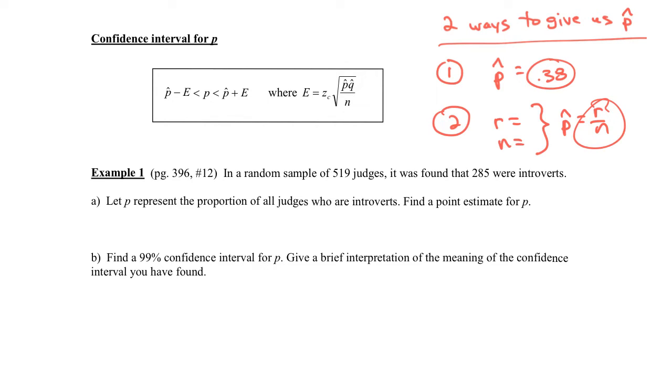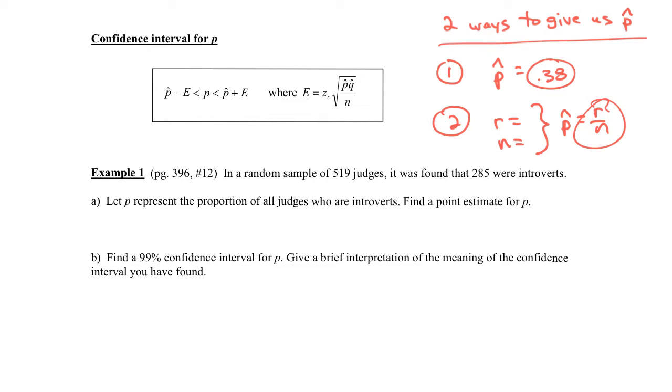So when you work on the homework problems, there are these two ways. Just look at the wording. They might come out and tell us p hat, or they'll give us r and n and we can construct p hat. So those are the two ways that these problems will give us p hat. When we look at example 1, we'll see right away what I was talking about.